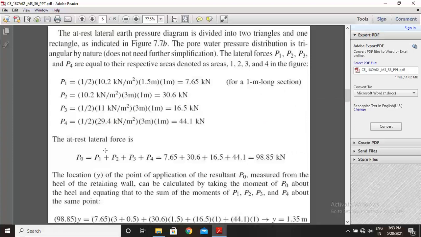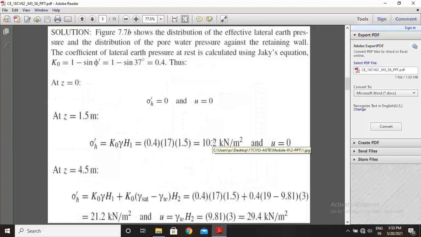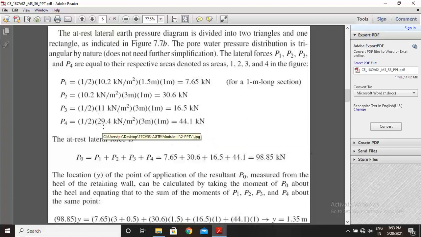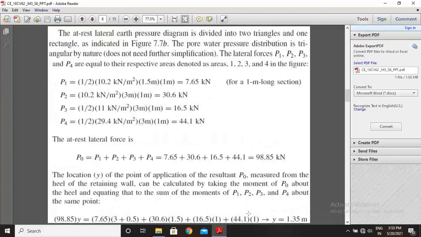Okay. And P3, so area, half into base into height into 1 meter length. So we are calculating 16.5 kilonewtons. P4 equal to, that is area of the triangle. So this P4, area of the triangle is half into base into height. So that is half into base is 29.4, height is 3 meters into 1 meter long section we are calculating. So 44.1 kilonewtons.